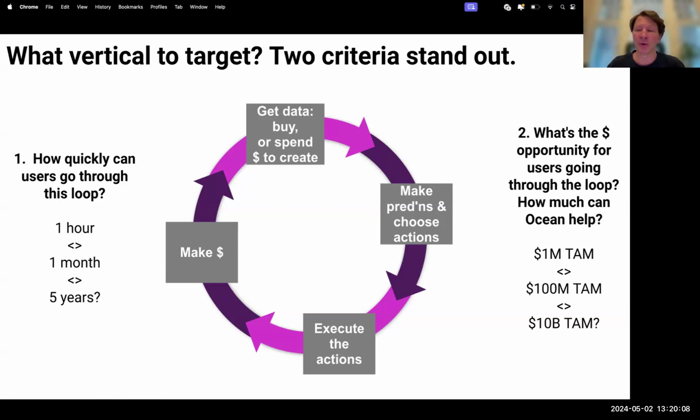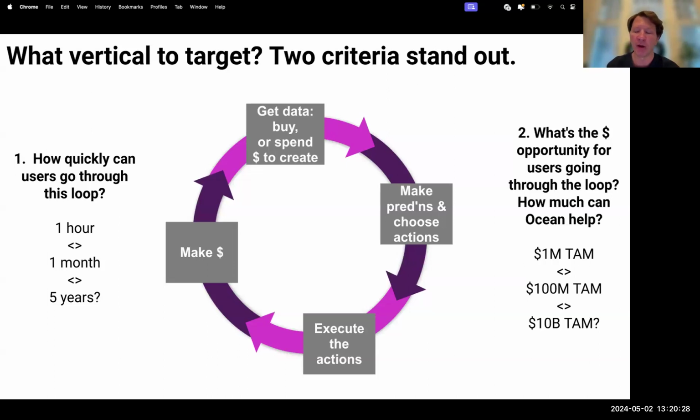And then the next one is simply what's the TAM, which is what's the dollar opportunity for the users going through the loop, and how much can Ocean help? In that sense, how much can decentralized data sharing technology help, right? Is it a $1 million TAM, total addressable market, 100 million, or 10 billion? And how much can it help?